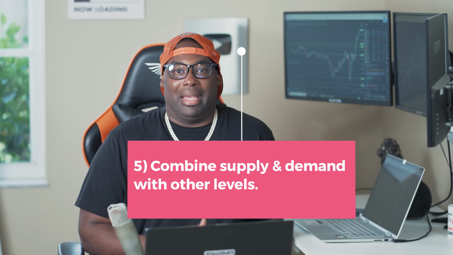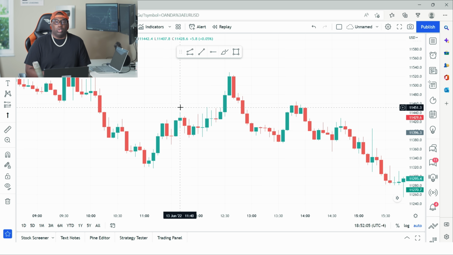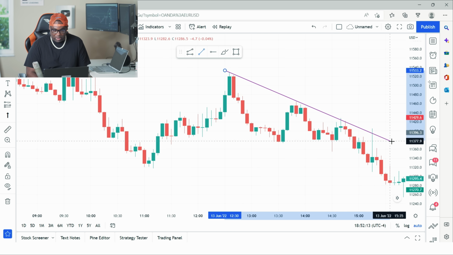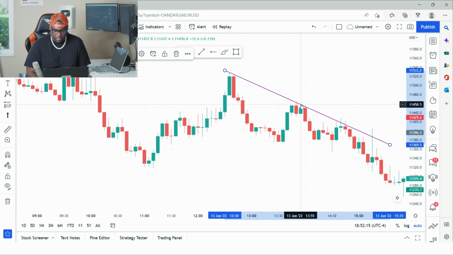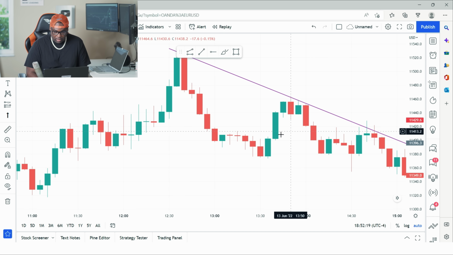And number 5 is combining supply and demand with other levels, all right? This is a big one, because you can use supply and demand, but if you combine it with other levels, you know, man, it's a game changer. So let me show you guys a quick example. So right here, guys, we are going to combine supply and demand with a trend line. So right here, we have a nice trend line, okay? And then plus we have supply right here. Nice aggressive selling. So let me zoom in for you guys, okay?